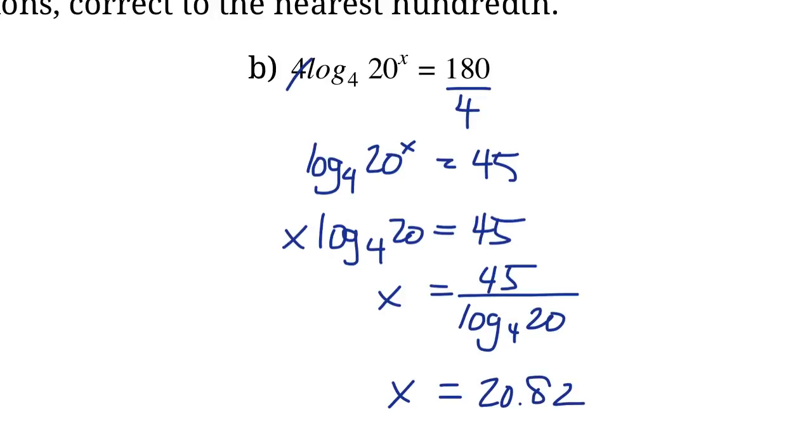And just by quick inspection, we actually should have done this for the previous question too. Is this going to work if we plug it into our question? Is it going to make anything inside the log negative? And the answer is no, right? 20.82 is not going to make anything inside the log negative, so we're okay. That is our answer.